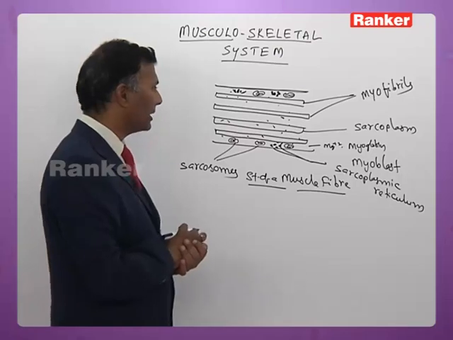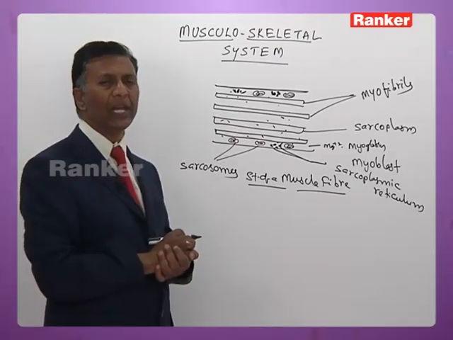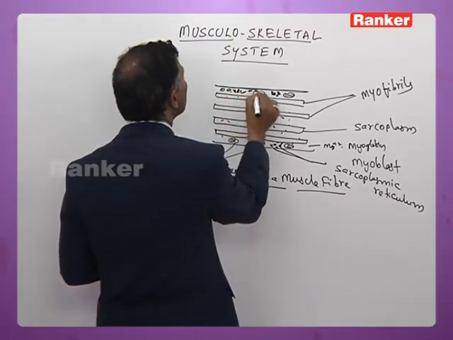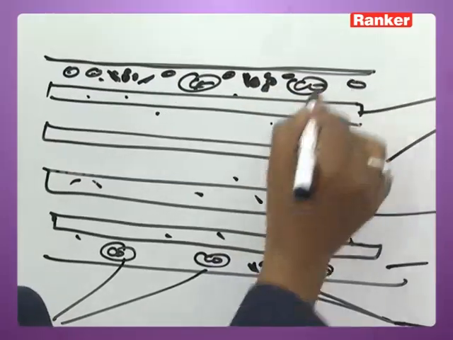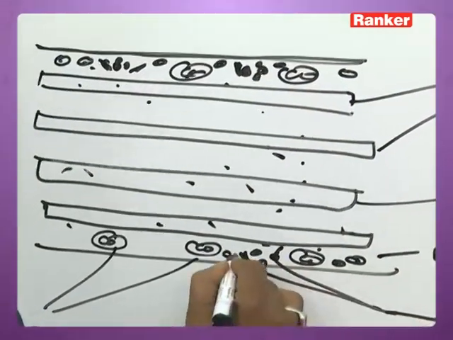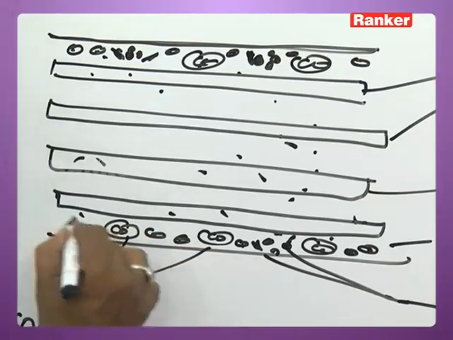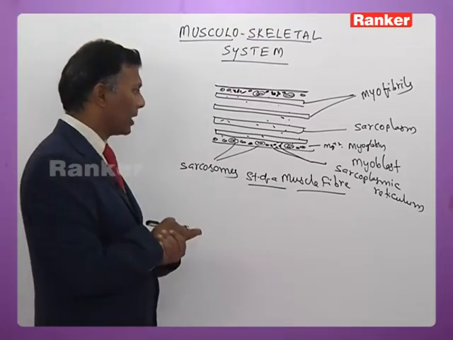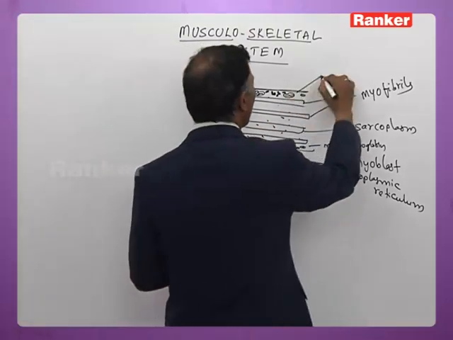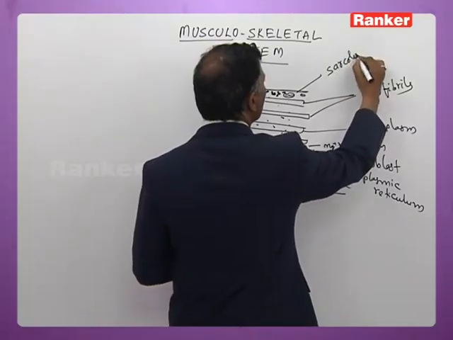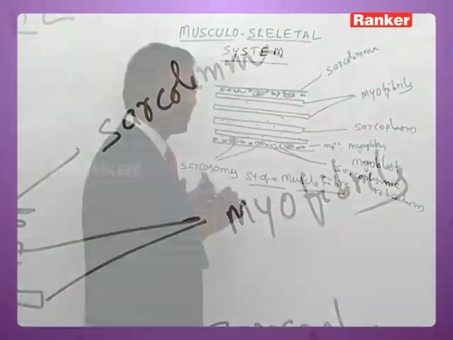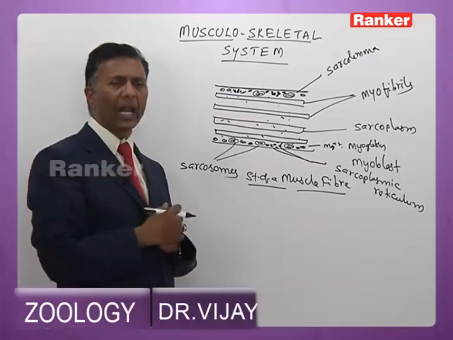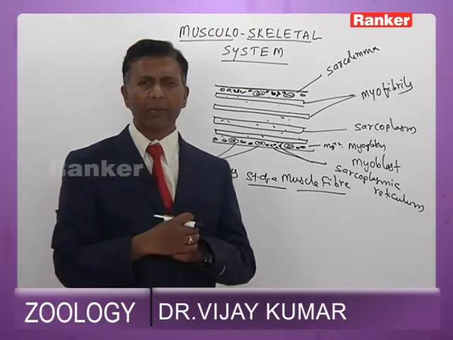And dear students, remember, the skeletal muscle fiber is syncytial in nature. That is, it has several nuclei arranged in a linear series below the sarcolemma. In a mammalian muscle, several nuclei are found in a linear series below the sarcolemma. Now what is sarcolemma? The plasma membrane of the muscle fiber is called sarcolemma.